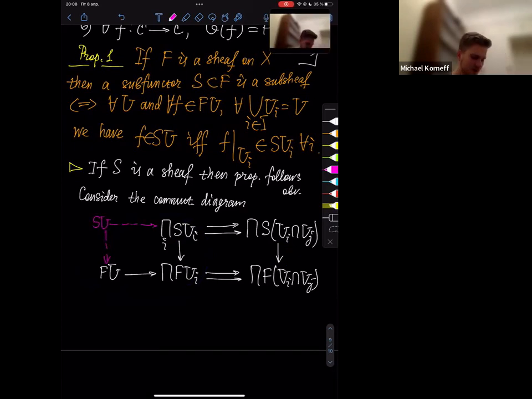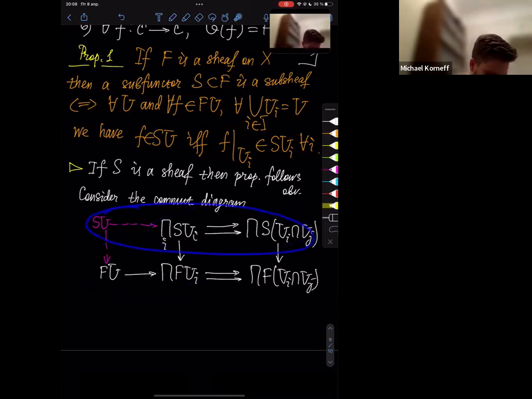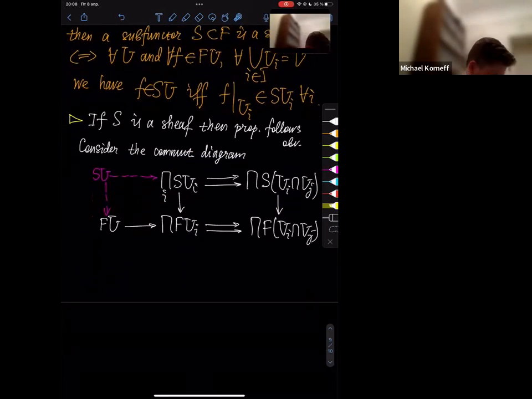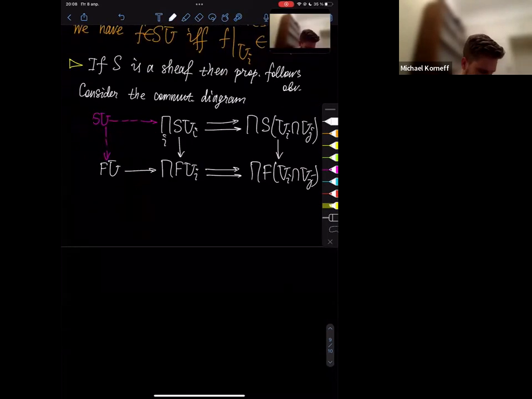SU, and SU is also a limit of this diagram. That is, this row is just an equalizer, and we prove this statement.